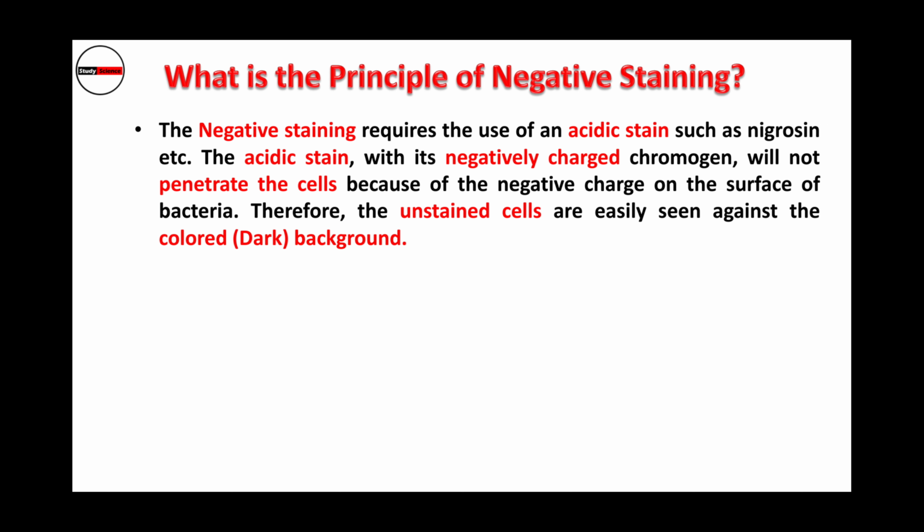Therefore, the cell remains unstained. The bacterial cells do not get stained, and these unstained cells we can see against a colored or dark background. If we use nigrosin, then the background will be dark. If we use Congo red, then the background will be red. So this is the principle of negative staining: the acidic stain has a negative charge, and bacteria also have a negative charge. So the negative charges repel each other and the stain does not enter into the bacterial cell, hence the bacterial cell remains unstained.